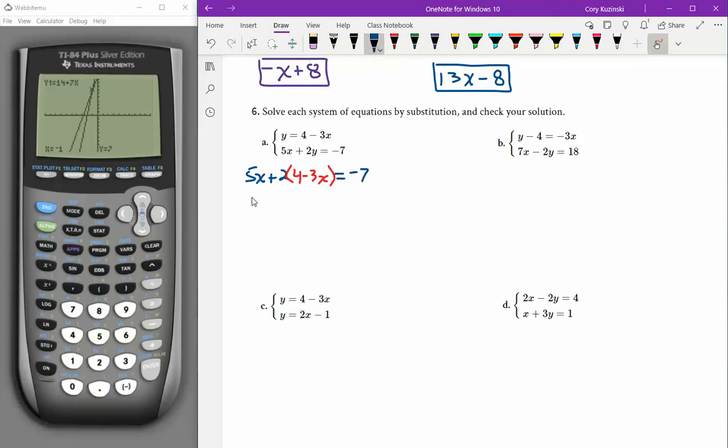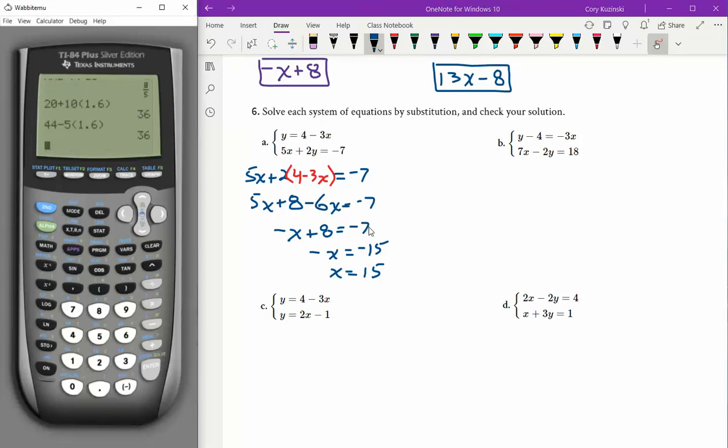Now I have to solve this equation. So 5x plus 8 minus 6x equals -7. That's -x plus 8 equals -7. And then subtract 8 from both sides gives us -x equals -15. So x equals +15. And then we have to substitute that 15 into one of the other equations.